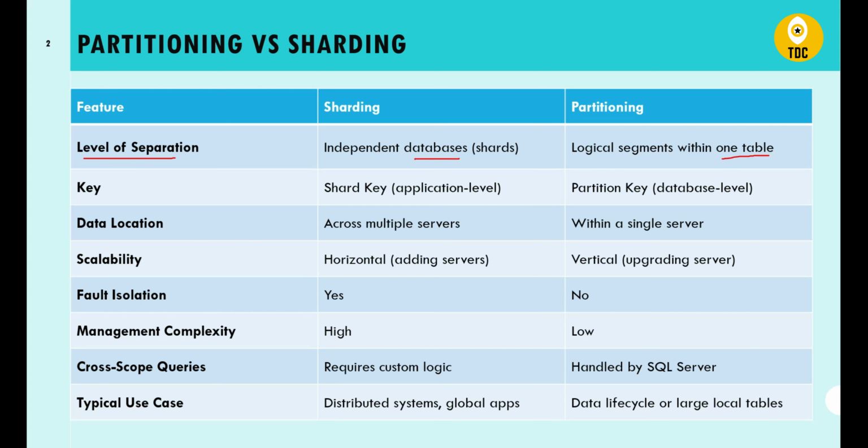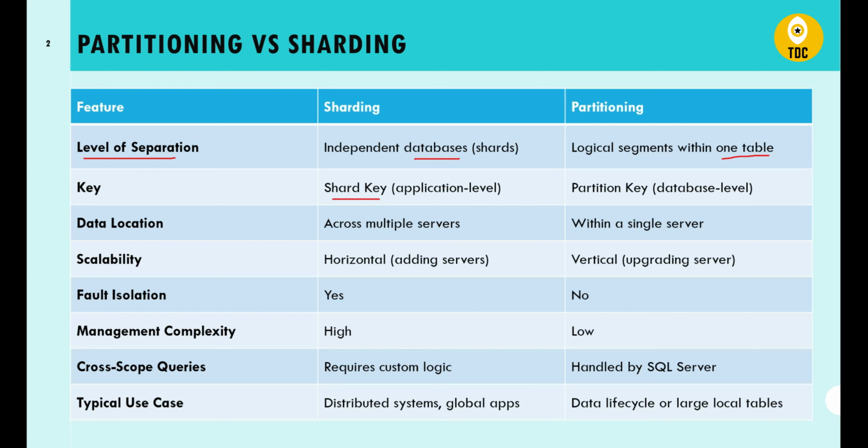It is at one table level, and within the table level, you perform a partitioning which logically separates the data, right? And here the key is the shard key, which is application level. Suppose you have a shard key chosen as, say, customer name. That is your application level shard key. Customer name or customer ID is the application level shard key that you'll be using. But the partitioning key is at a database level, or in terms of a table level, right?